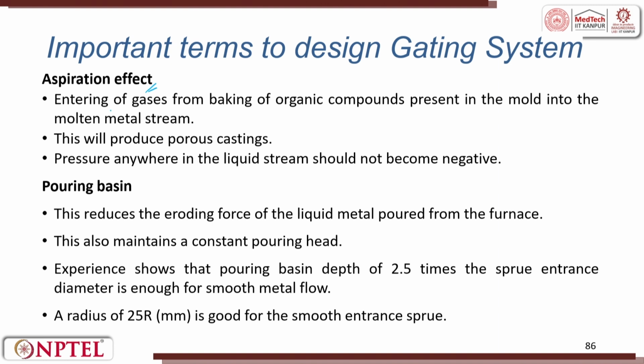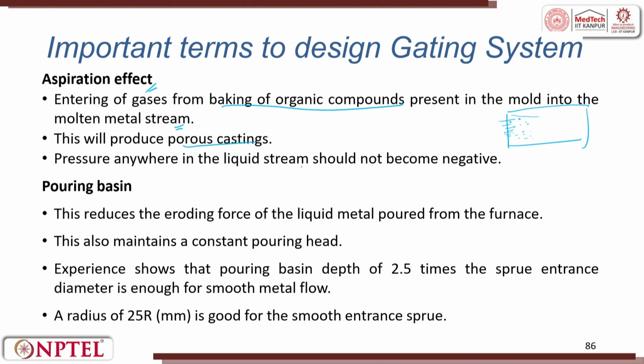Aspiration effect, where gas enters from the baking of organic compounds present in the mold into the molten metal stream. So, what happens is the air enters from the walls. This is the mold. From the wall, the air enters into the mold where there is molten metal. So, you have molten metal and this air goes there. When the air goes there, it is going to lead to defects, which will produce porous casting.